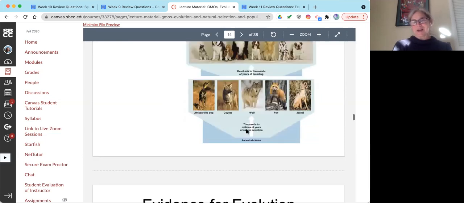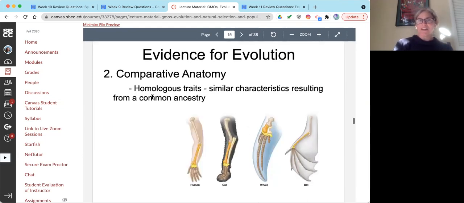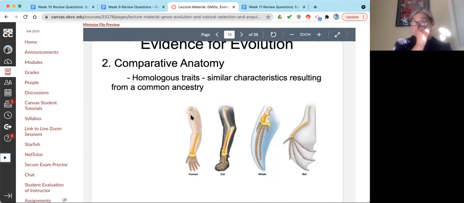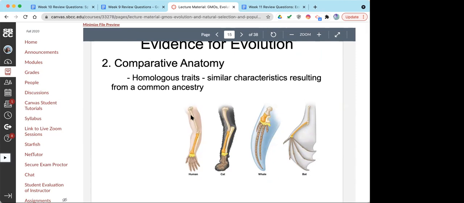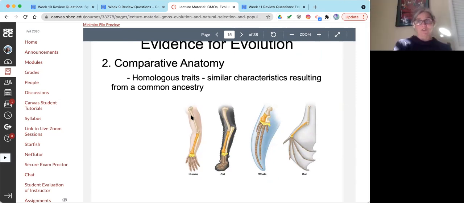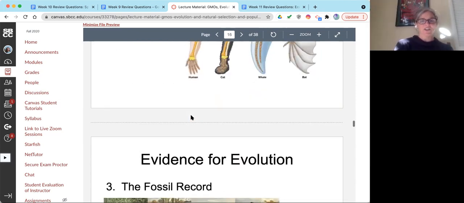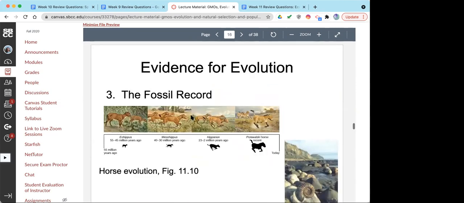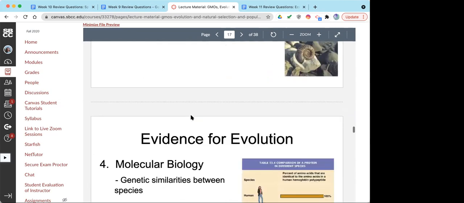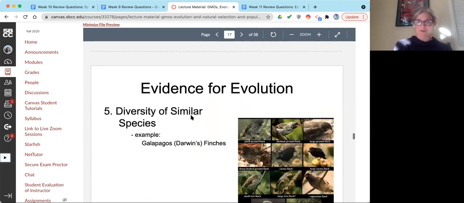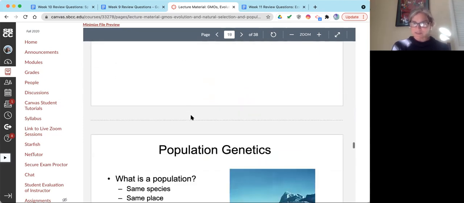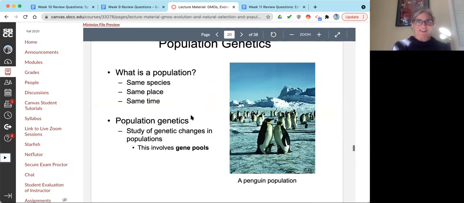And we had some evidence for evolution, but we're going to come back to some of this more when we talk about how you know how closely related species are evolutionarily. And that was in our lecture on systematics and taxonomy, phylogenetics. So I'm going to go on to that next one. Ooh, population genetics.